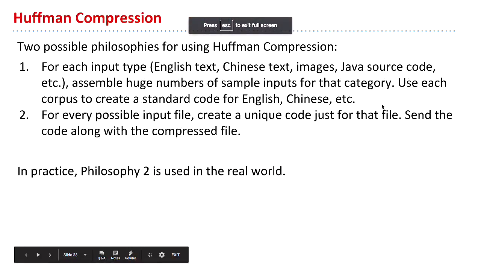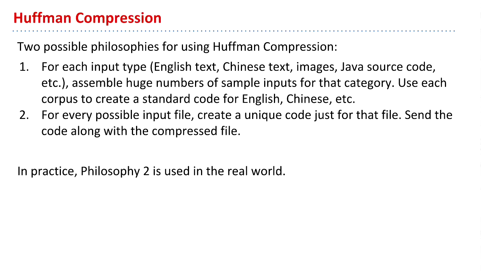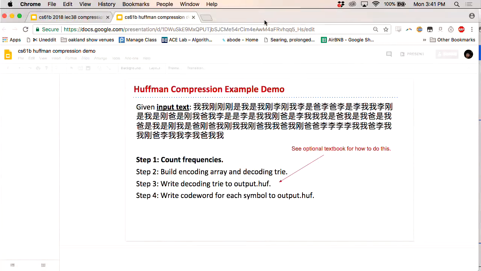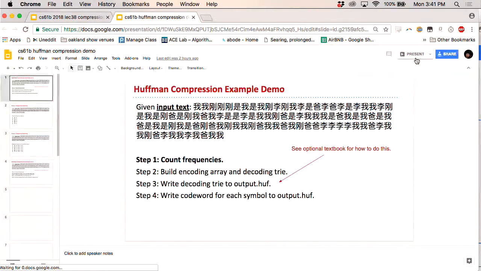Now what I'll tell you is that in practice, Philosophy 2 is used in the real world because in general, the extra overhead for your code word table is not very big because the input could be potentially gigantic, maybe megabytes, and the code word tables are usually small. So here's a rough picture of what encoding looks like with Philosophy 2. But Philosophy 1 is valid. It just turns out to be, in general, not quite as good because sequences tend to be very long, is the short answer.